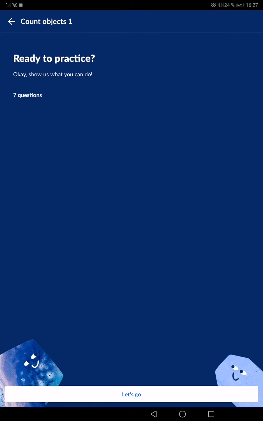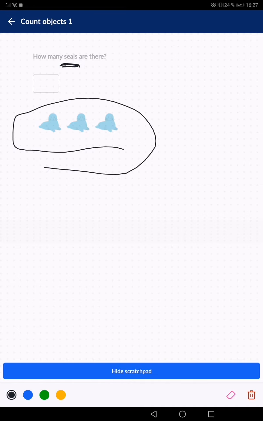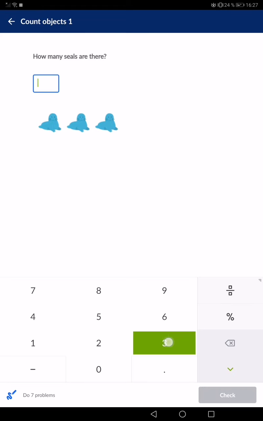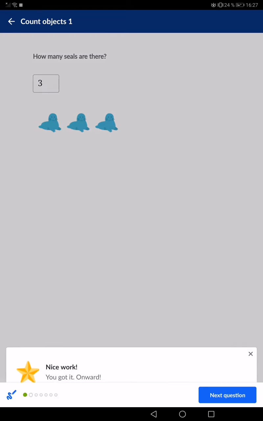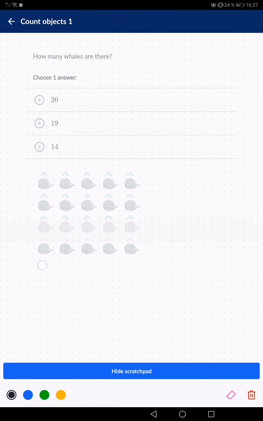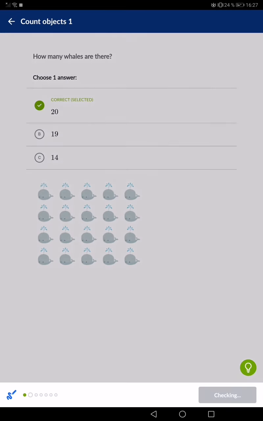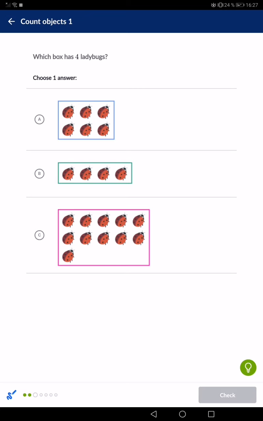Now let's count objects. How many seals are there? So this is our picture, and we have 3 seals. Okay, I'm going to speed this up because this is so silly again. So basically, 1, 2, 3, 4, 5. 1, 2, 3, 4. 4 times this makes 20. So we have 20.